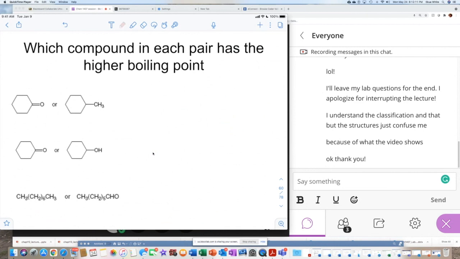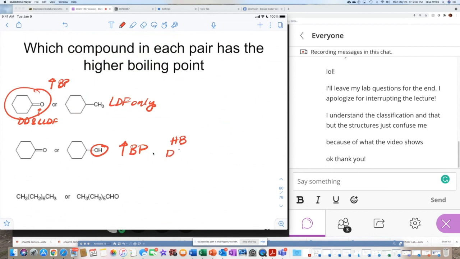Okay, let's see. What do we have on the right? LDF only. No heteroatom, LDF only. On the left, we have a heteroatom, but it's not an OH. So this is going to be dipole and LDF. So this has a greater boiling point. Okay? We're looking for OH. Ooh, there's an OH. So this has a greater boiling point. Why? It has hydrogen bonding, it has dipole, and it has LDF. Okay? Greater hydrogen bonding, greater boiling point.